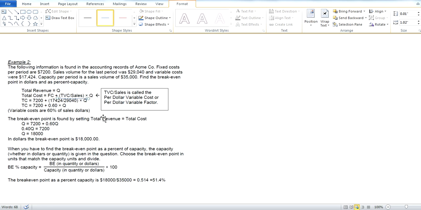Following the same formula that we looked at in example 1, we move Q to the left. Quantity equals 7,200 plus 0.60 times Q. 0.40 is the difference between 100% of your cost, less 60%, which is applied to variable cost, so you have 40% remaining. There's an imaginary 1 in front of this Q. So 1 minus 0.60 is 0.40 Q. We want to solve for Q. We divide 7,200 by 0.40, and we get 18,000 as our quantity, as our dollars. In dollars, the break-even point will be $18,000.